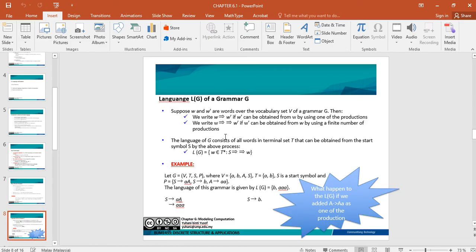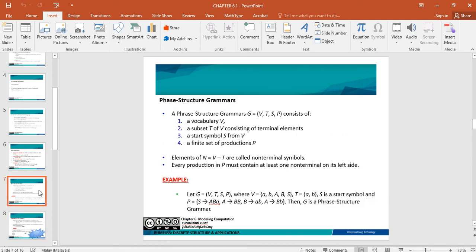Now we want to know how to find a language generated by grammar, because previously we know that grammar has its structure V, T, S, P.